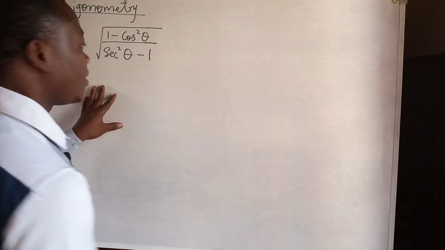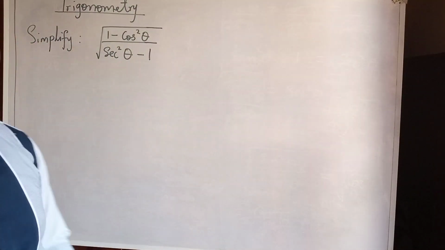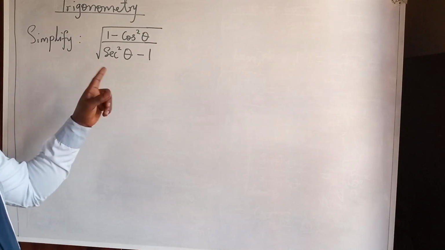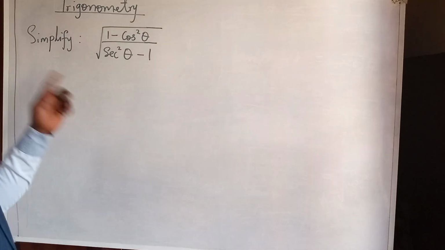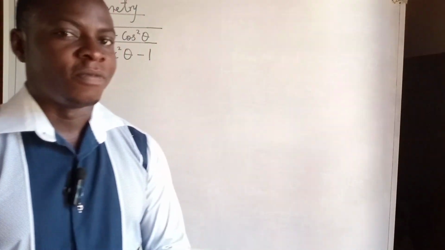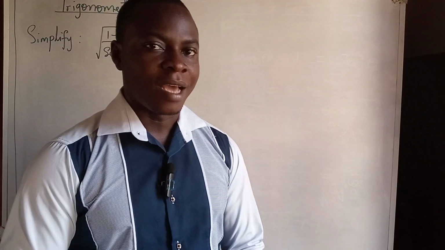Okay, we have a problem here on the board. It's under trigonometry. To simplify, the square root of 1 minus cos squared theta all over sec squared theta minus 1. How do we simplify this kind of problem? This is very simple. We're going to break it down to the simplest possible form.